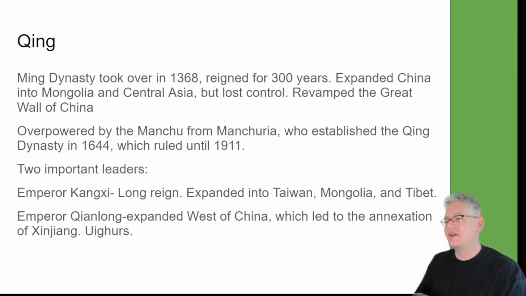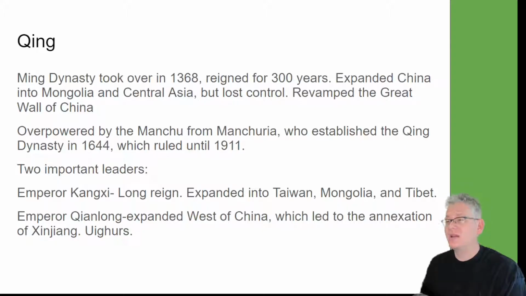Two important leaders here. Again, don't forget I'm terrible at pronouncing Chinese names. Emperor Kangshi, who had a very, very long reign, will expand into Taiwan, Mongolia, and Tibet, basically modern-day China's borders. Debatable on Tibet and Taiwan, but those areas are going to be based upon his conquests.